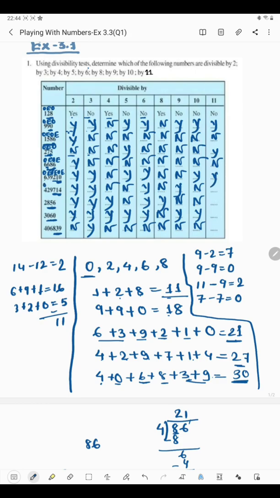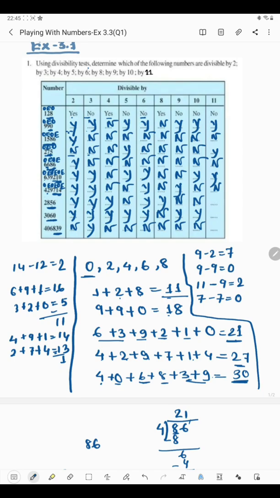Now next we have odd, even, odd, even, odd, even. The digits at odd places are 4 plus 9 plus 1, which is 14. And the sum of the digits at even places is 2 plus 7 plus 4: 7 plus 2 is 9, 9 plus 4 is 13. So if you find the subtraction, you will get 1, which is not divisible by 11. So we will write no.